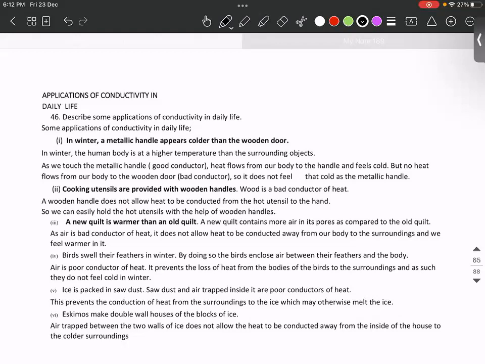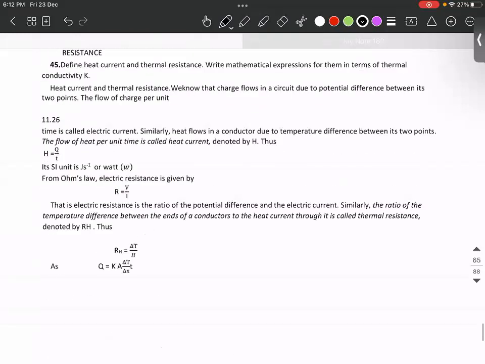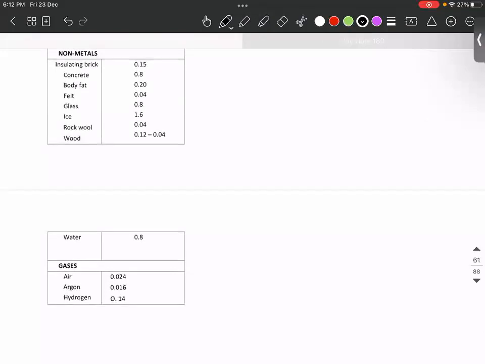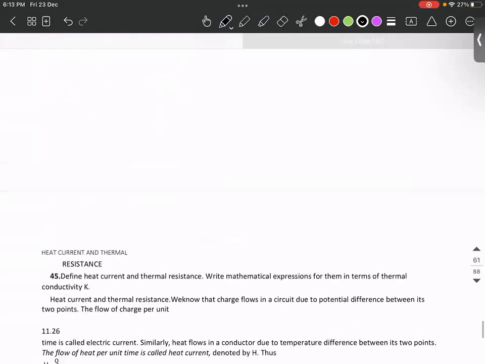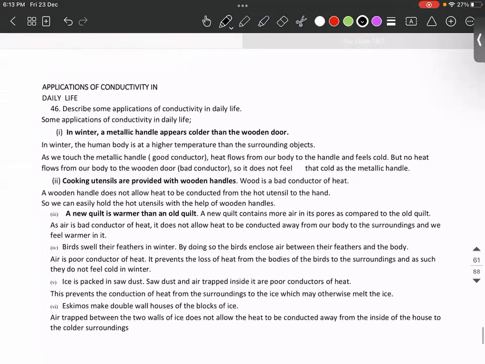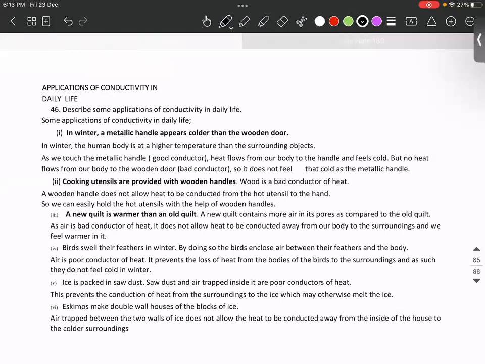A new quilt is warmer than an old quilt. Okay. The reason for that is that a new quilt contains more pores. It contains more air in its pores as compared to the old quilt, because air will block the heat. Air is a bad conductor of heat. That's what the thermal conductivity of it says. Air is 0.04. It's not a good conductor of energy. So when you talk about this quilt, a new quilt contains more air in its core as compared to the old quilt.